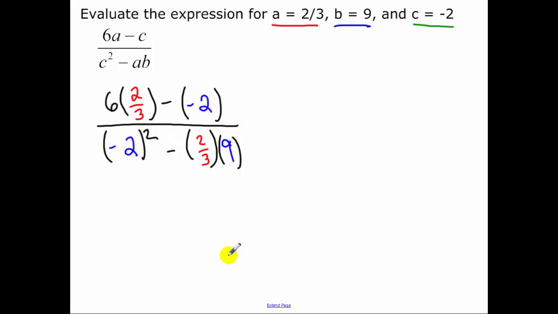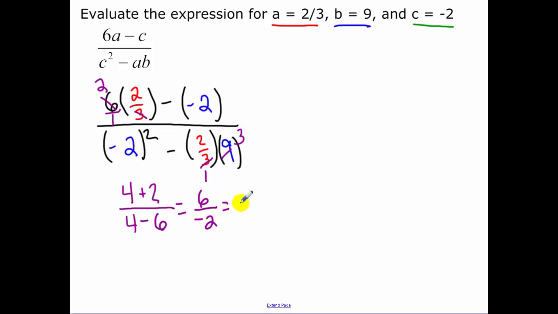So we go through and we simplify. 6 times 2/3. Remember, that's like saying 6 over 1. The 6 and the 3 can cancel to become a 2, so I have a 4 minus a negative 2, which is plus 2 on top. -2 squared is 4. The 3 and the 9 cancel to be 3. So I have 4 minus 6. So I have 6 over a -2, which is going to simplify to be -3.